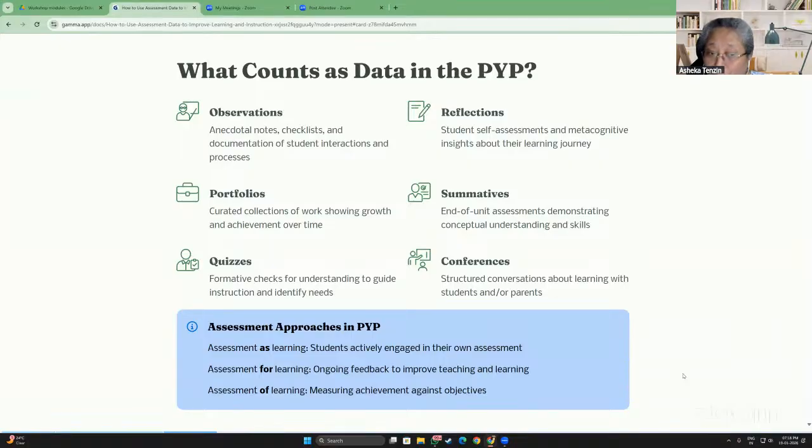Then you have assessment for learning. Assessment for learning is the formative assessment. When you give formative assessment, the main intention or purpose of the formative assessment is to give feedback to the students, how they can improve the skill or the content or the concept in order to do the summative assessment. So ongoing feedback is formative assessment, assessment for learning. You are testing them so that they learn.